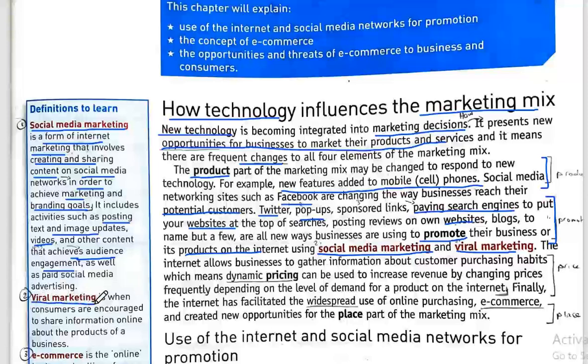Viral marketing is when consumers are encouraged to share information online about the product of a business. In viral marketing, the business depends more on the customer or the consumer, giving them the freedom to share information online about the product of the business. So the one doing this marketing is the consumer, not the business, unlike social media marketing. Pay attention that both of them are still in the promotion part, how technology is affecting the promotion part.